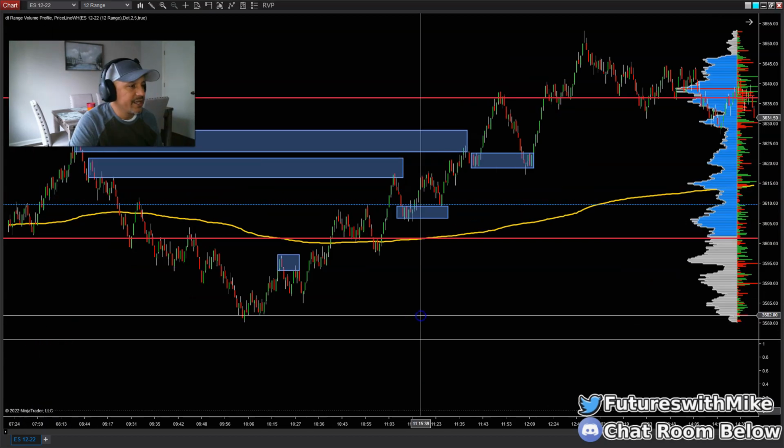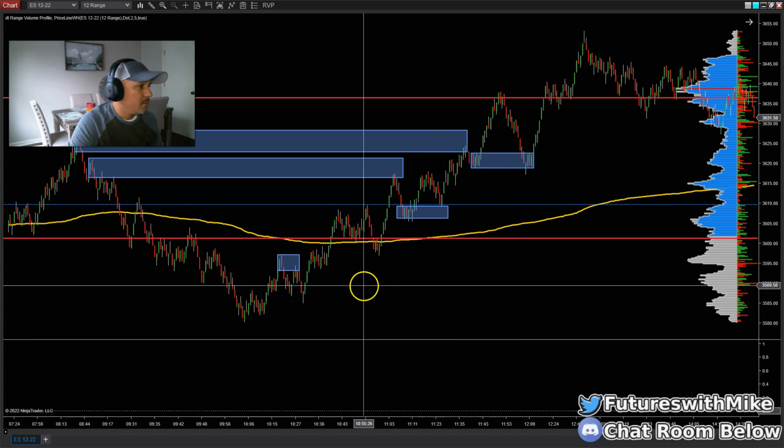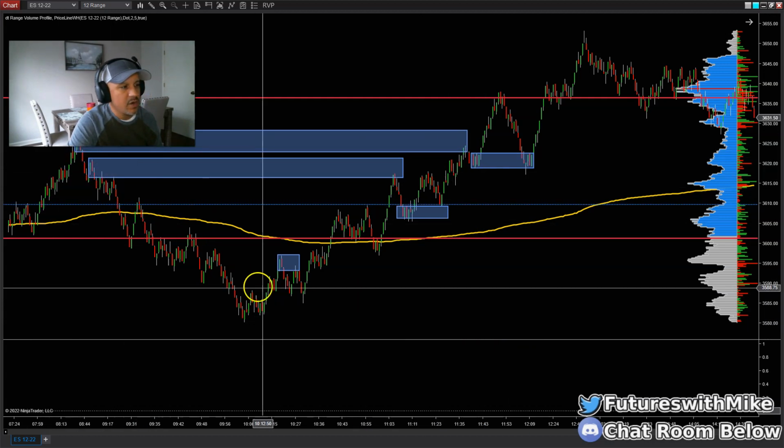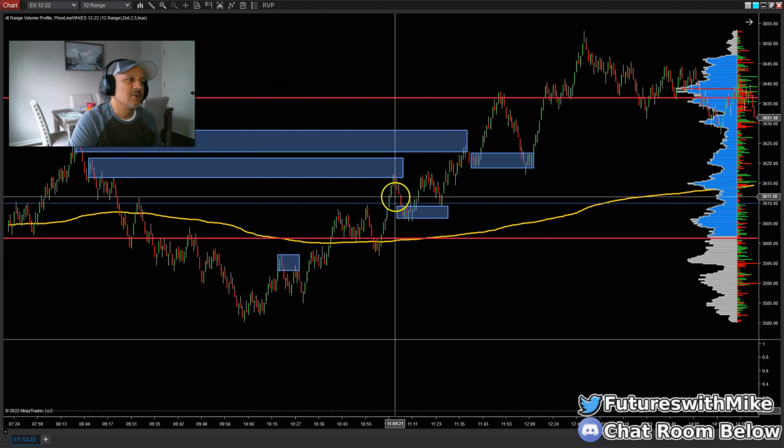All right, so let's look at an example. This is from yesterday now. Now let's say, okay, we see price doing what? Making lower lows, lower highs, right? On this move to the downside. And then it turns around and starts pushing back up.